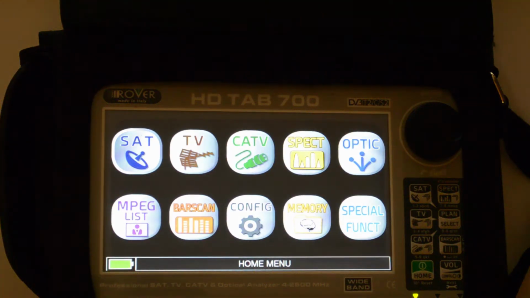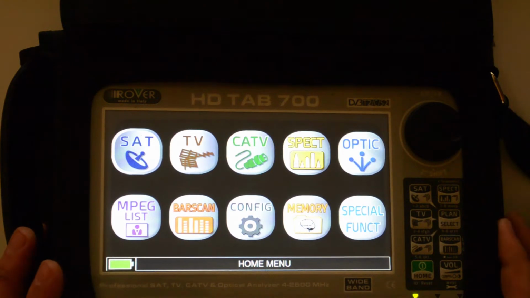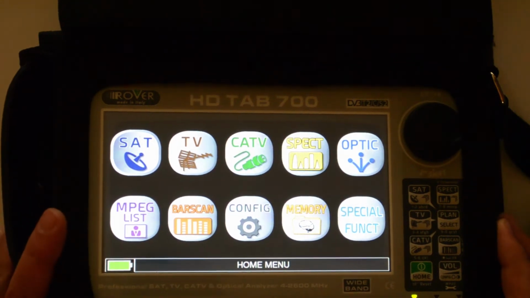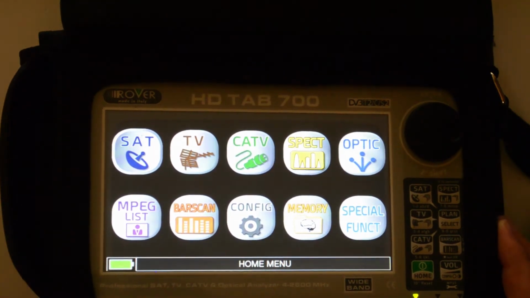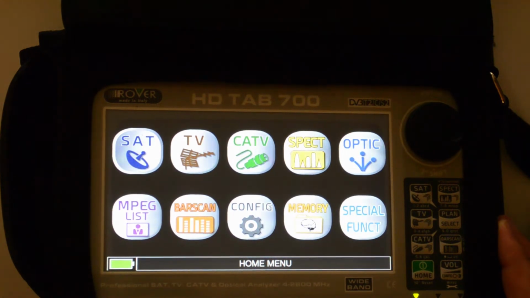In this video, I'd like to chat a bit about LTE interference, or interference from any cellular band for that matter. So what I'm going to do is show you how this is measured on my meter, and here I have the Rover HD Tab 700 Plus. Now all I have connected up is just a piece of coaxial cable over there and a small antenna.